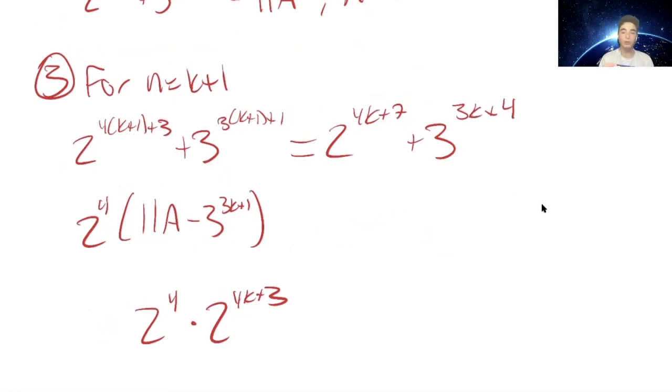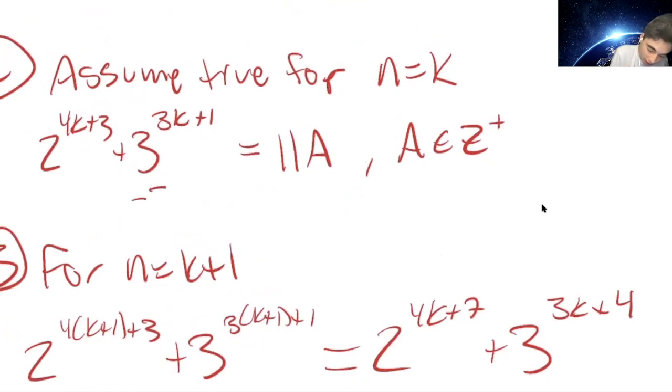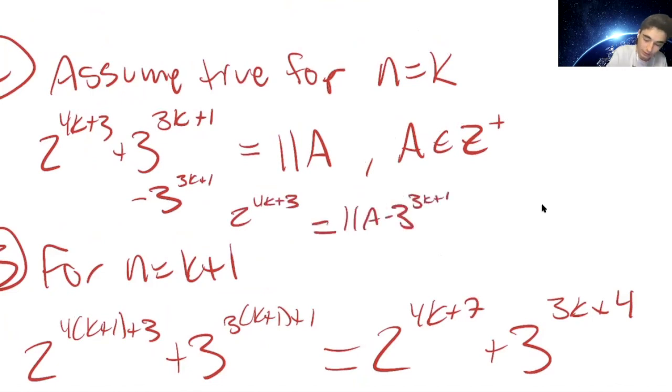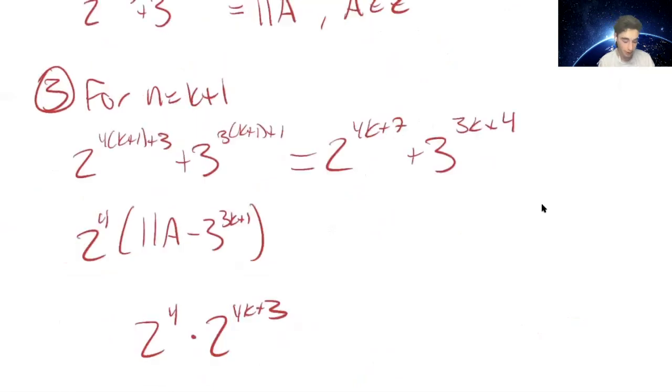So, also, we get the 11a minus 3k plus 1 because what did we say 2 to the 4k plus 3 is equal to? If we subtract 3 to the 3k plus 1, we have 2 to the 4k plus 3 is equal to 11a minus 3 to the 3k plus 1. That's all we're saying, and that's implied. You don't have to write out that math. The person grading your test will know that that's implied, that you just subtracted over. I was just showing you the logic behind it.